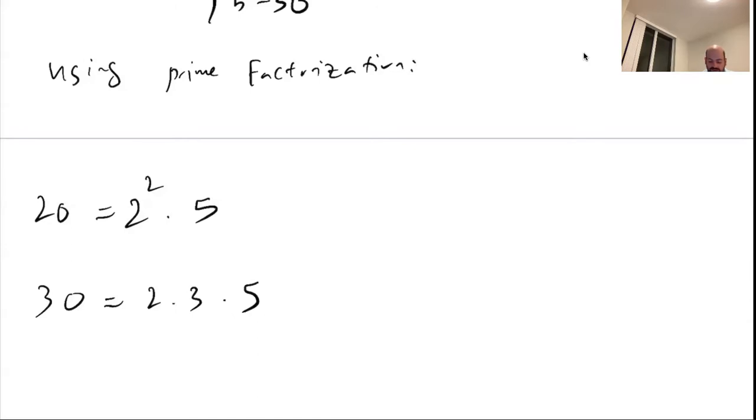But I can make them the same by including 0 powers if necessary. So for example, 3 has not appeared in the first list, but that's okay. I can just include 3 to the power 0, which is 1. I'm just doing this in order to make the list consistent, so that we have the same list of prime numbers.